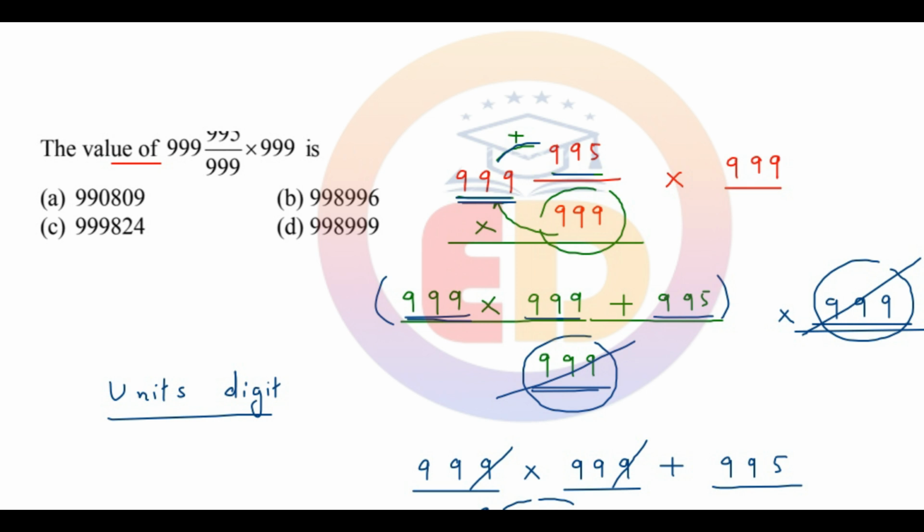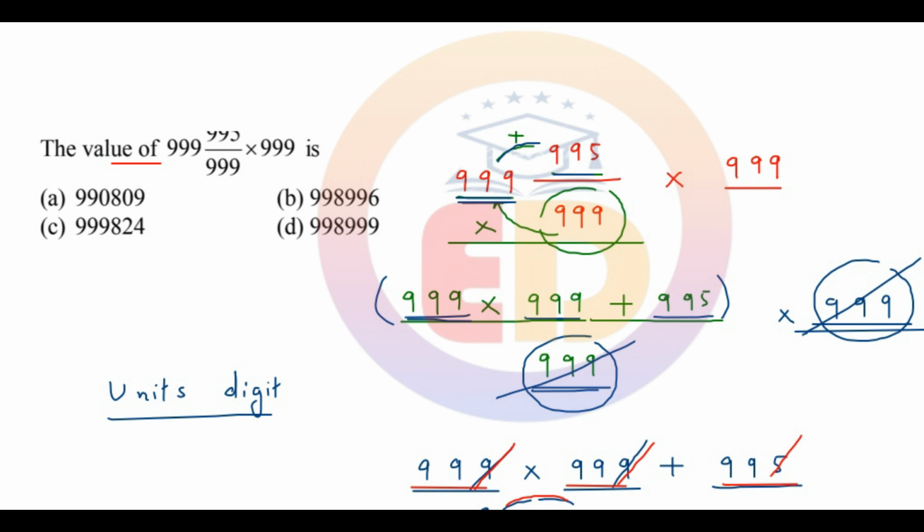I will repeat again. From 999 into 999 plus 995, you take the unit digit 9, 999 unit digit 9, 995 unit digit 5. Now 9 into 9 multiplied is 81. Unit digit of 81 is 1. Take it, 1 plus 5. 1 plus 5 is 6. It means the unit digit of my answer should be 6.